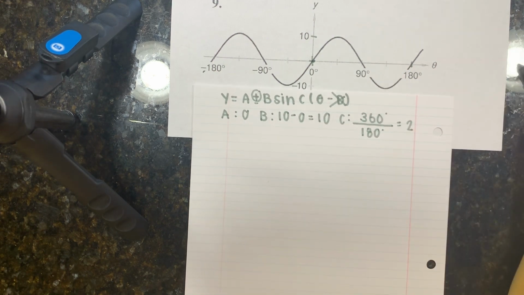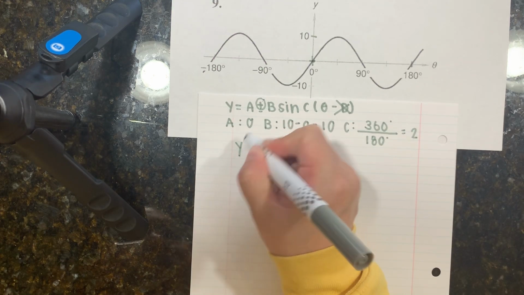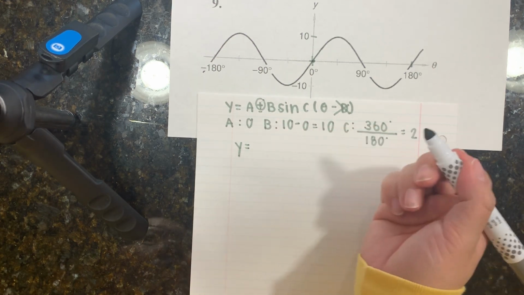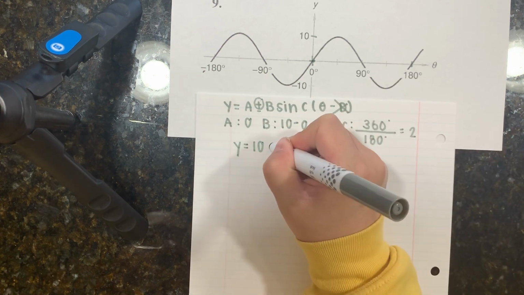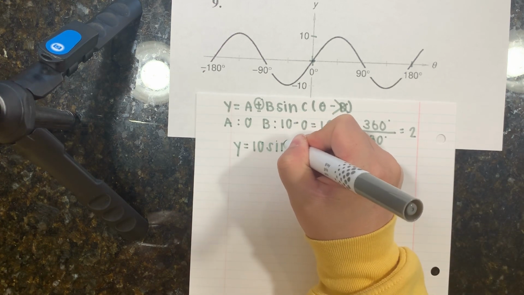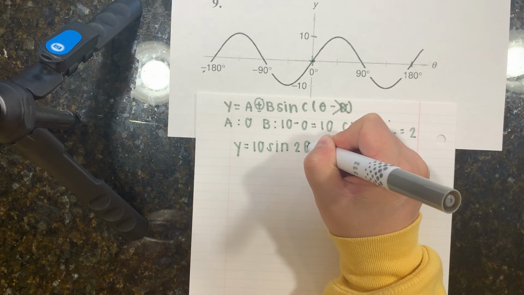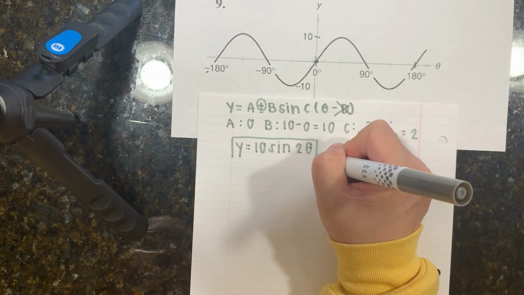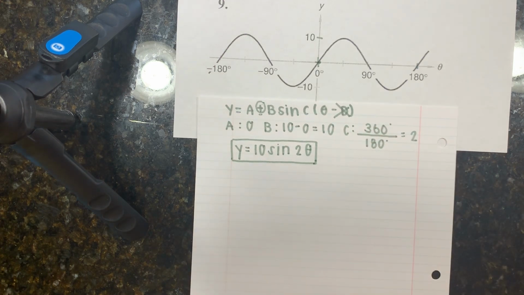Now I know that there's no phase shift because this is already in a sine function. Therefore, I can write up my answer. Again, it's a positive sine function. I don't have an a, so I don't need to put the 0 in, but I know that b is 10, sine, and this time my c is 2, and then I don't have a phase shift, so my answer would be y is equal to 10 sine of 2 theta.